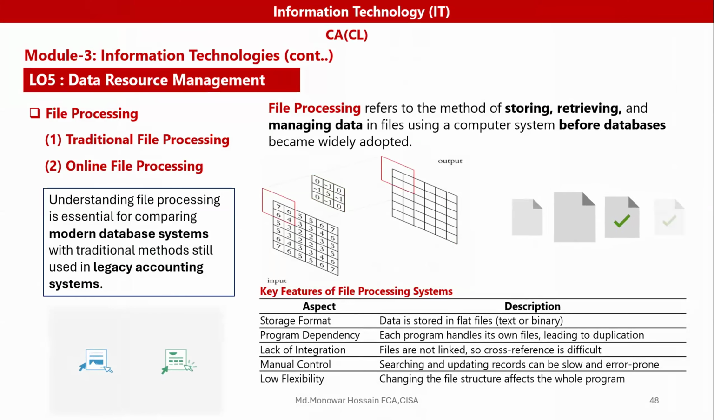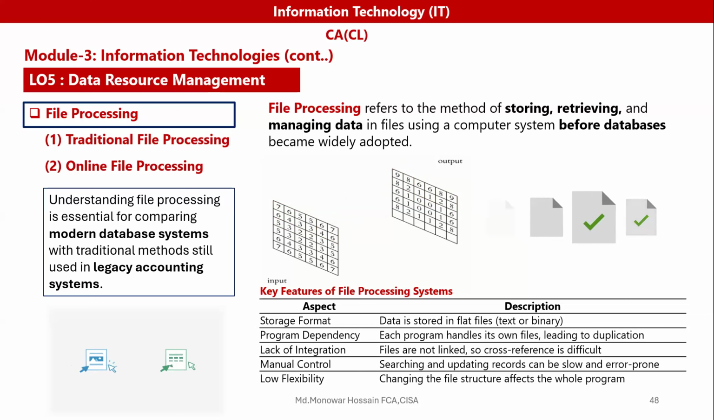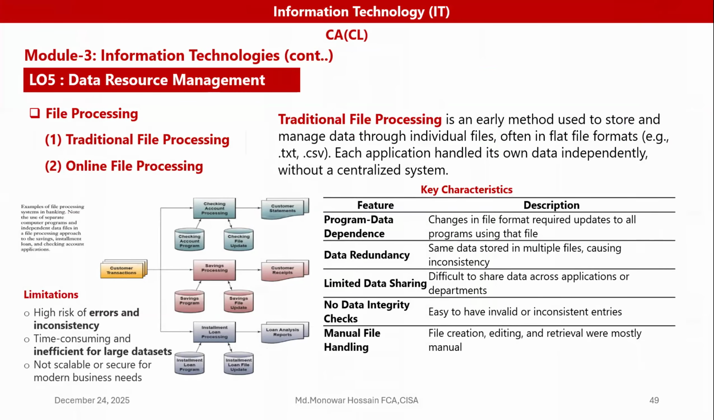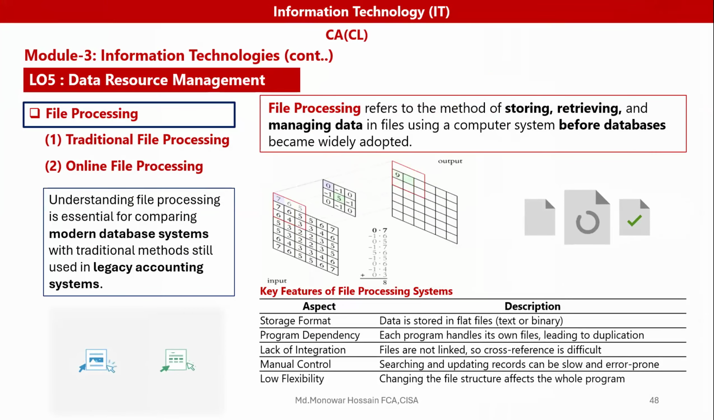Now, the next topic: file processing. File processing means the method of storing, retrieving, and managing data in files using a computer system, before databases became widely adopted. File processing has two types: traditional file processing and online file processing. Understanding file processing is essential for comparing modern database systems with traditional methods.